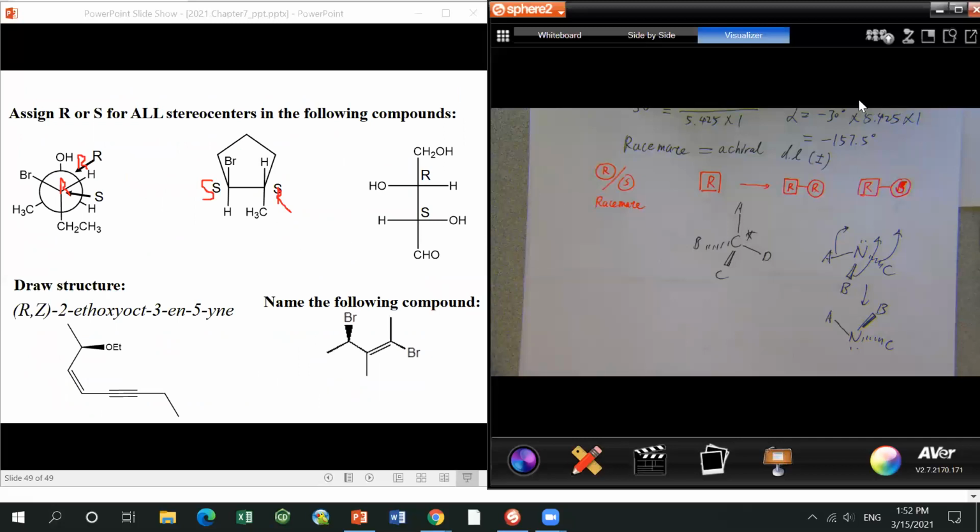Because of the time limitation, I gave you the answers for these 3 questions. Here the front carbon should be S and the back carbon should be R. Here both carbons should be S. And for the Fischer projection case, top carbon R, bottom S. Make sure you know how to assign R/S for these molecules. Probably in Wednesday's class I will go through these 2 questions, which are more difficult, and these 2 naming questions. All right, that's it for the class today.